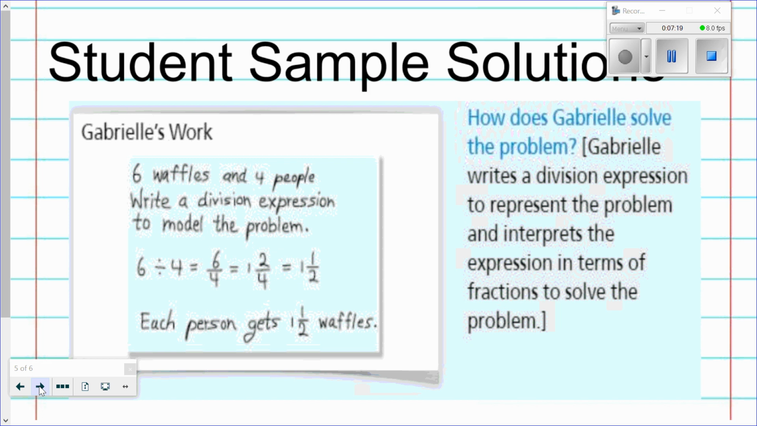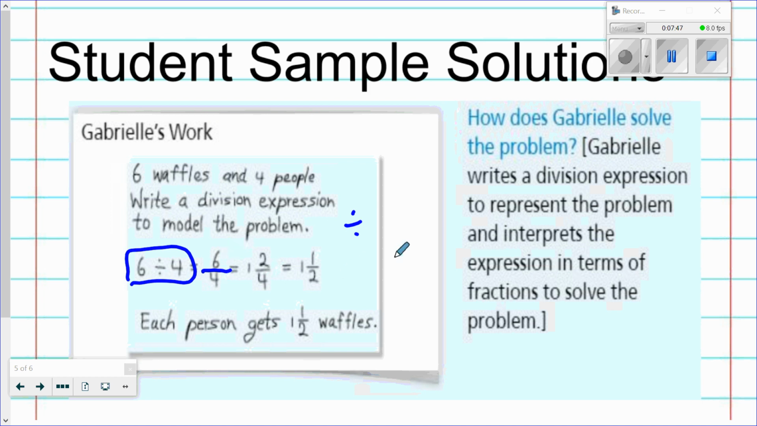Gabrielle's work shows how she wrote a division expression to express the problem. So for Gabrielle, she didn't really need to write out or draw those waffles and divide them up. She just knew she was dividing 6 waffles into 4 different groups. And she knew that this fraction bar right here means the same thing as division. So it's 6 divided by 4.